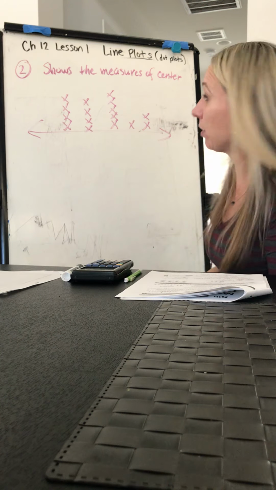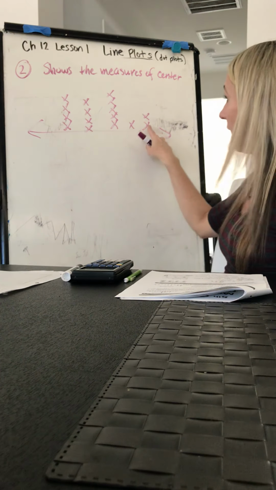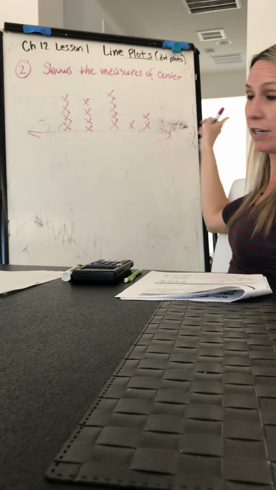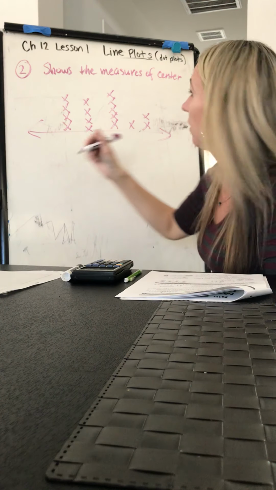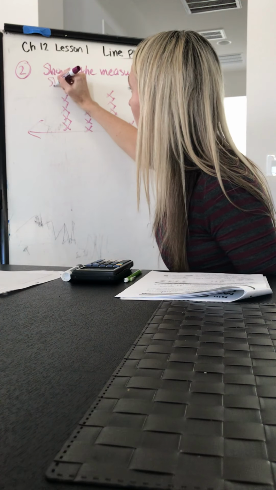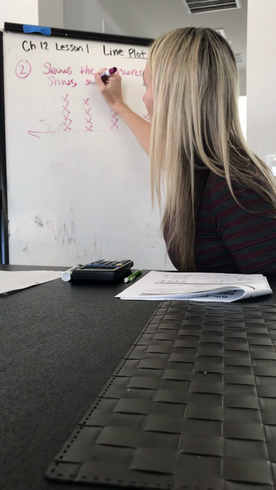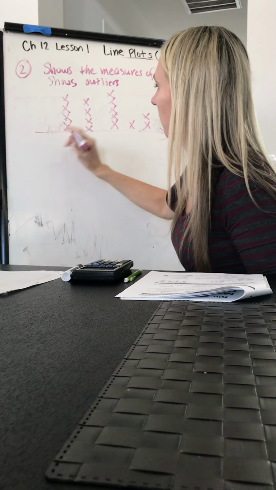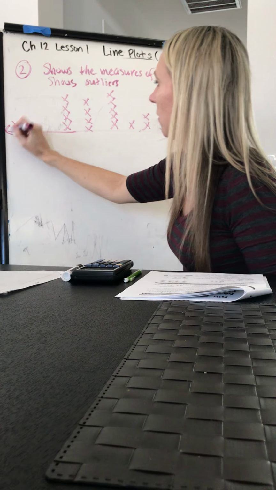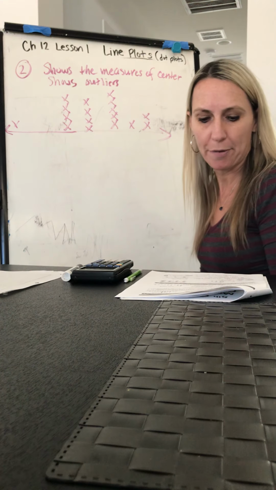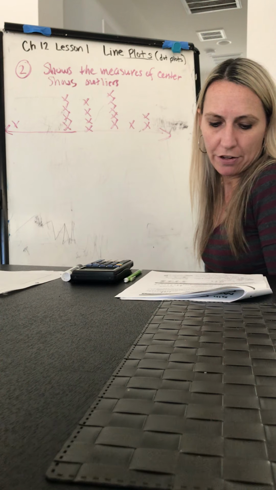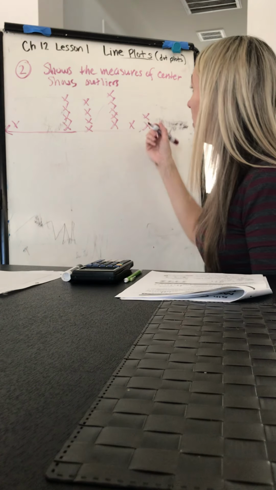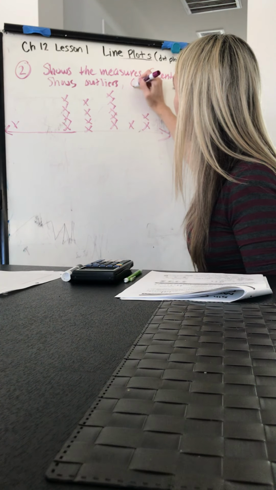What else did it do? It'll also show an outlier. So if there's an X way over here or way down there, you could also say it shows outliers pretty easily, because you'll see an X way down here that's nowhere close to the rest of the data. Another thing you could say, it's a very good visual. Okay, I would say it's a very good visual.